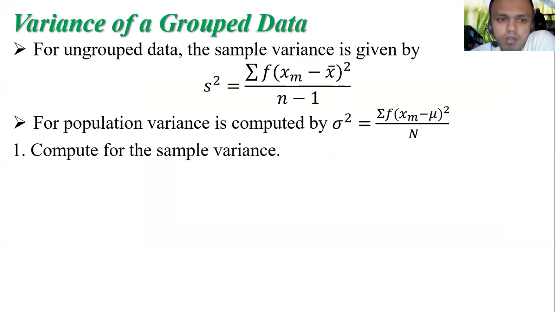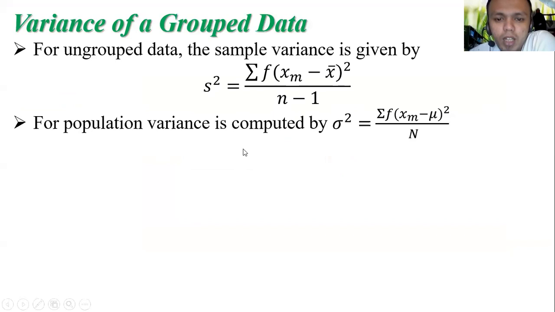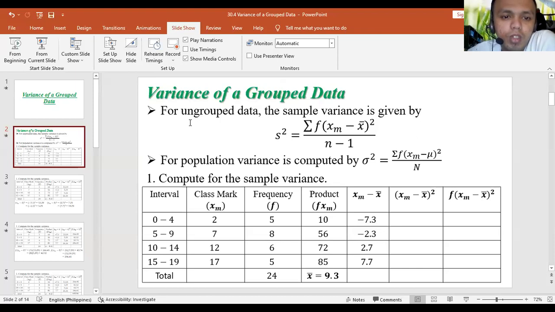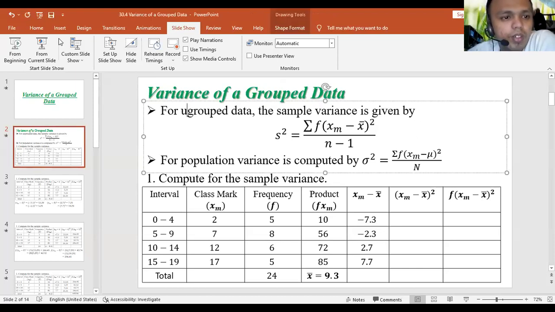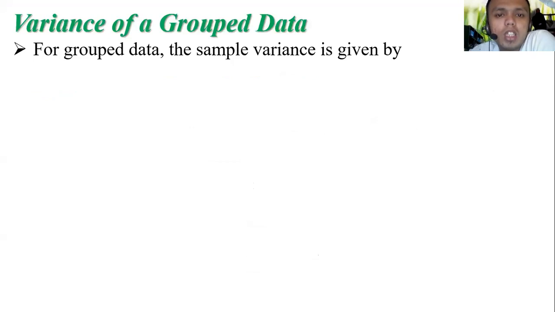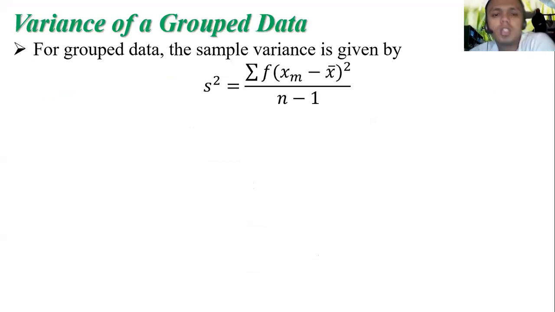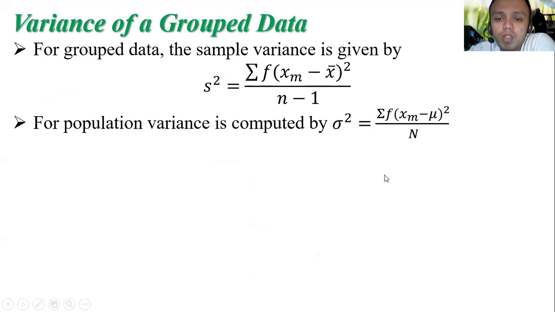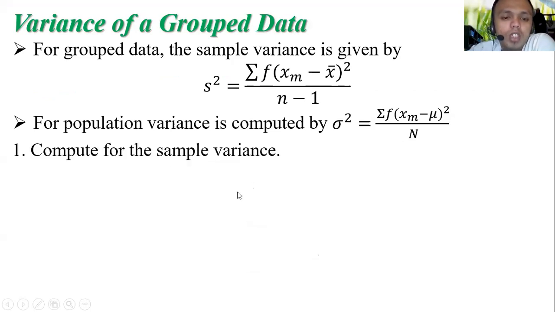Okay, this is the group, hindi ungroup, no? Okay, for group data, the sample variance is given by S squared is equal to the summation of the frequency of midpoint minus mean squared over by n minus 1. That is for sample variance. For population variance naman, we use this formula. Okay? Compute for the sample variance.